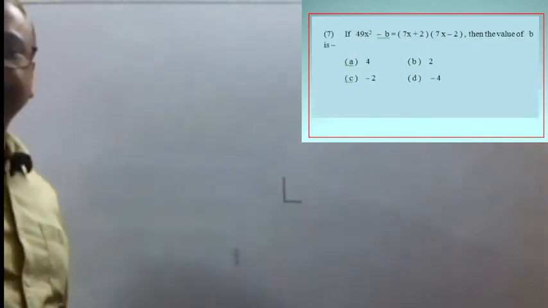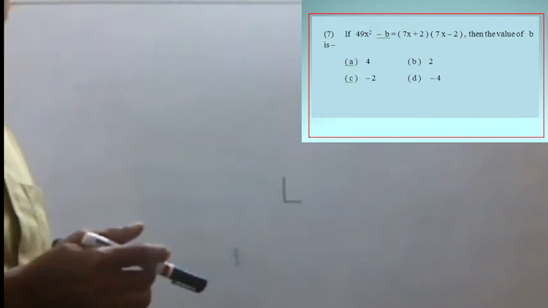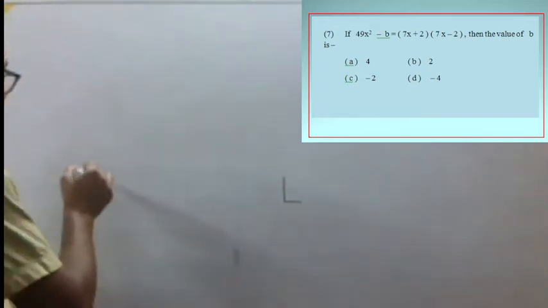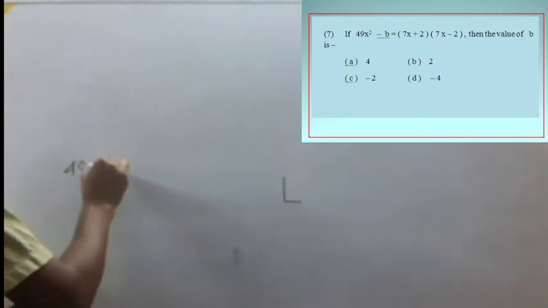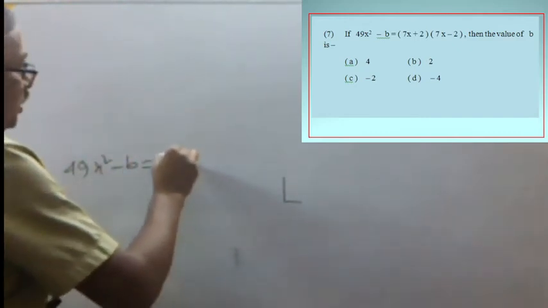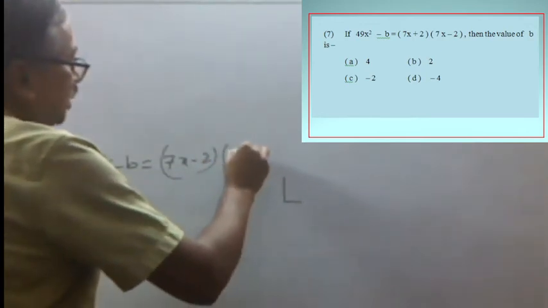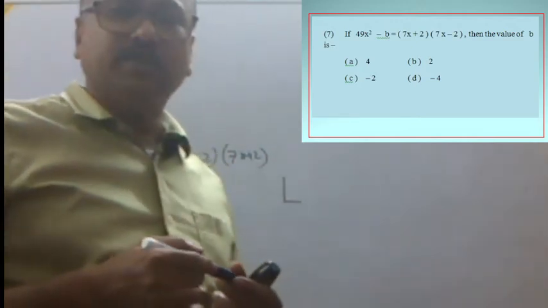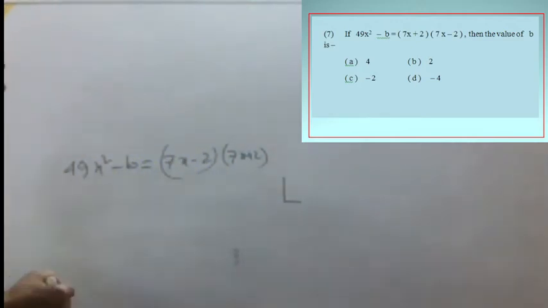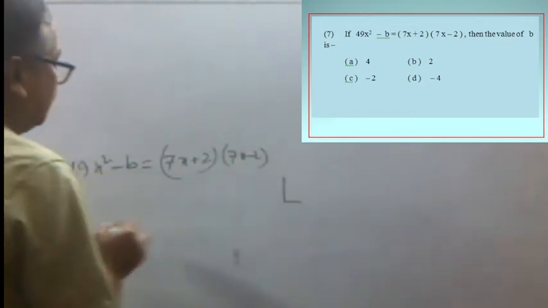Next question is, if 49x square minus b is equal to 7x minus 2 into 7x plus 2, then we have to find the value of b. So this is given 7x plus 2 and 7x minus 2, same thing, that's commutative, no problem.